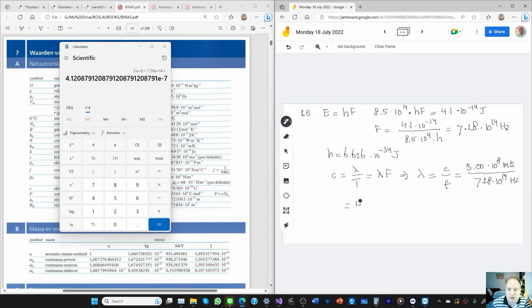That is actually a number that fortunately comes out in the visible wavelengths, which is good. If you find something that's far out, you should probably double check your calculation. I keep one significant digit. Meter.